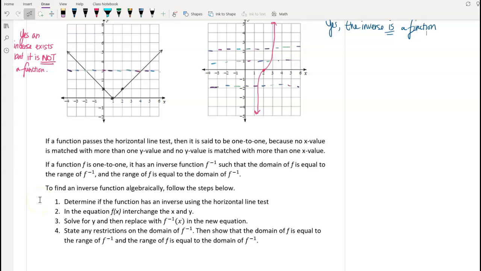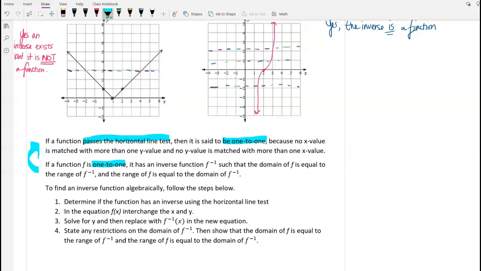All right, so if a function passes the horizontal line test, then it is said to be one-to-one. You should remember that from Algebra 2. So if it passes the horizontal line test, it is said to be one-to-one because no x value is matched with more than one y value and no y value is matched with more than one x value. If a function f is one-to-one, then the inverse function exists such that the domain of f is equal to the range of f inverse. Basically, we're just saying this all over again in fancy terms.